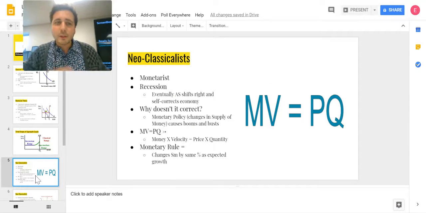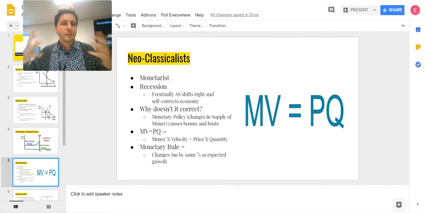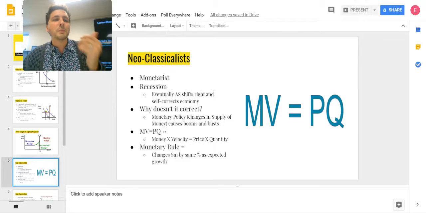Classicalism has been largely disproved, so in step the Neo-Classicalists. There are two of these: the monetarists and the rational expectation theorists, or the RETs. The monetarists believe that when a recession happens, eventually aggregate supply is going to shift back to the right, self-correcting our economy, like we've shown in class in the last unit. Leave it alone, supply takes it home. They believe it works every single time, as long as we don't do anything to mess it up.